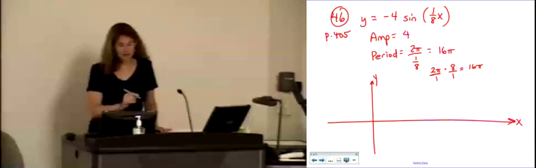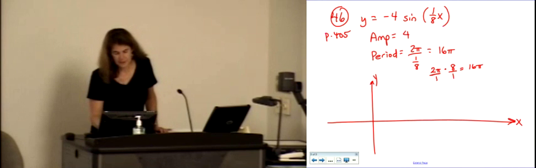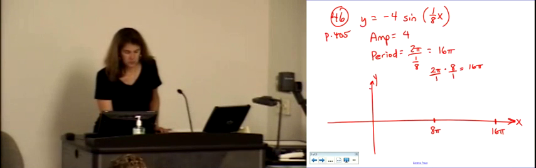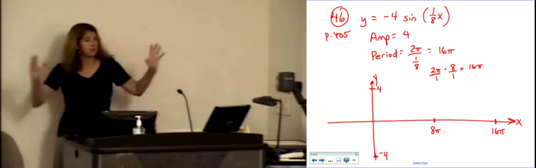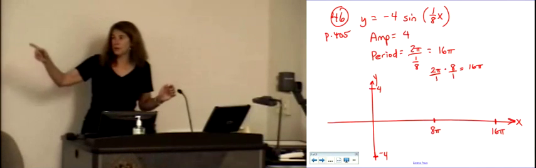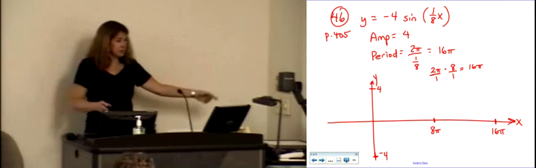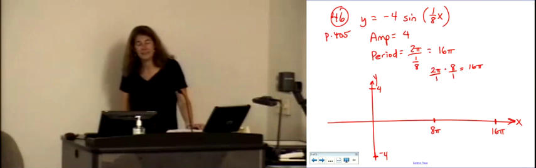We've been having a lot shorter periods on these graphs, so this time it's out to 16 pi. Halfway through we'll be at 8 pi. We're going up to 4, down to negative 4. If the period of the graph is 16 pi, it's going to really spread out those waves, isn't it? It's really stretching those waves out a lot more than when the period was 2 pi.